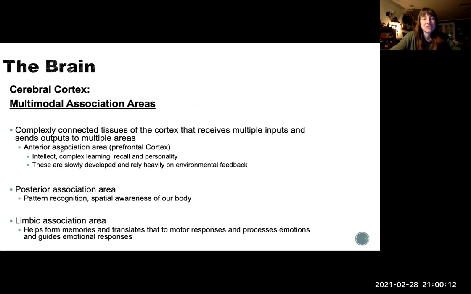You have your anterior association area, which we also call the prefrontal cortex of your brain, which is what we understand as the center of learning and memory, recall, and personality, right? So this actually allows you to filter unwanted behaviors, right? Socialization kinds of stuff, cues. These are slowly developed and actually don't develop completely until possibly young adulthood, after the teen years.